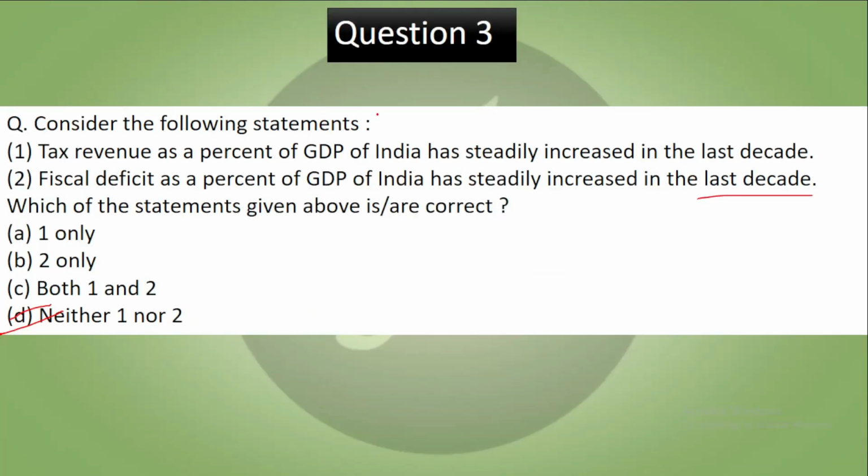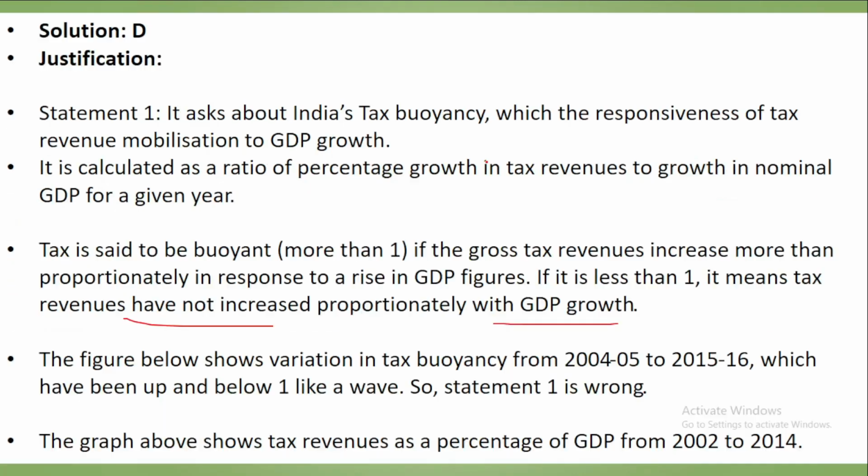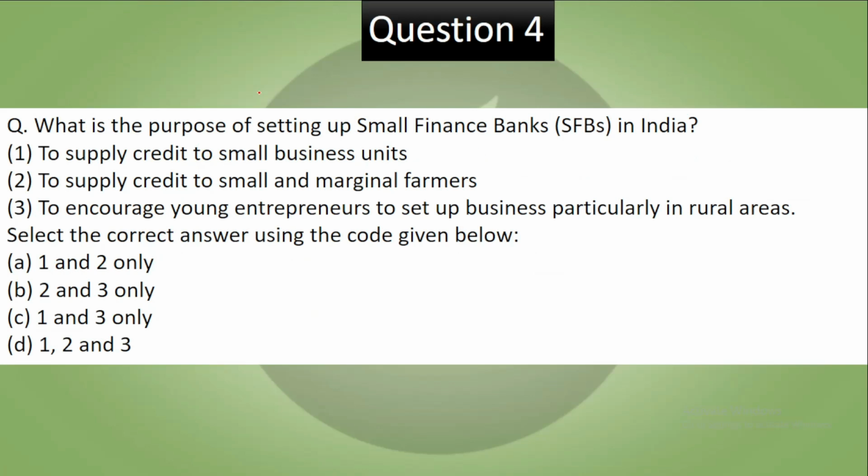This question came from the economic survey of that year. So now question number 4. What is the purpose of setting up small finance banks in India? To supply credit to small business units, to supply credit to small and marginal farmers, to encourage young entrepreneurs to set up business, particularly in the rural areas. Select the correct answer using the code given below. Pause the video, try to answer. Now let's see the answer.